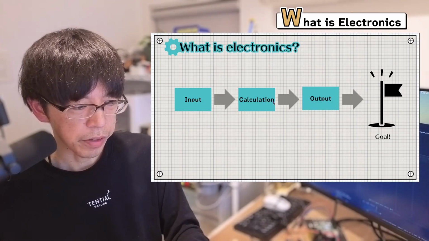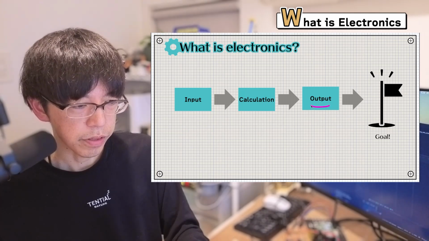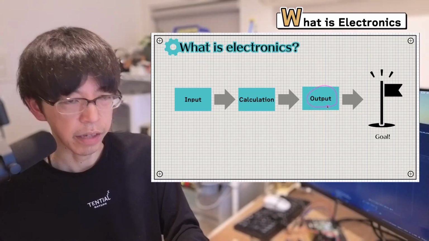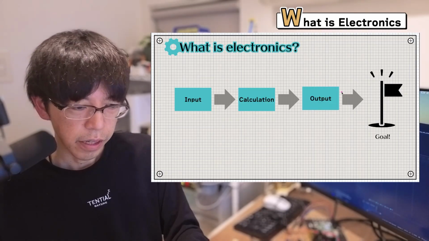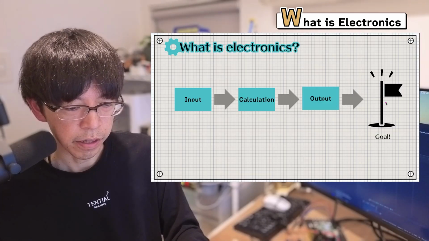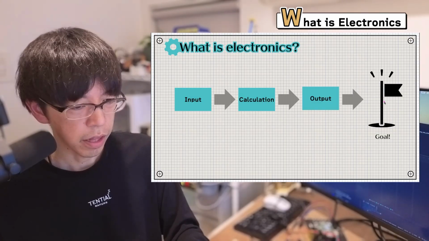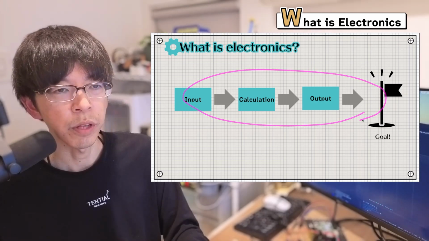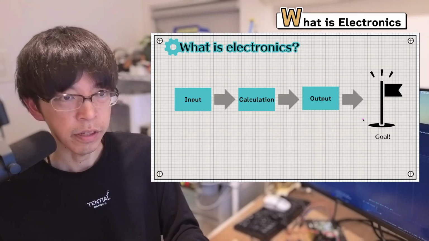So by using the calculation result, this block outputs something like a motor or a sound or a light, and then finally some goal is achieved. Okay, this is a very simple flow. I think this is electronics.